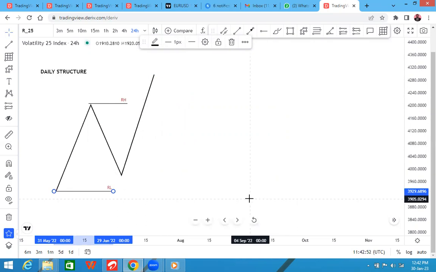So I had the range high, range low. Now, once price started retracing, I marked my range high, and I already have my range low because this is the most recent high. This is the previous low.